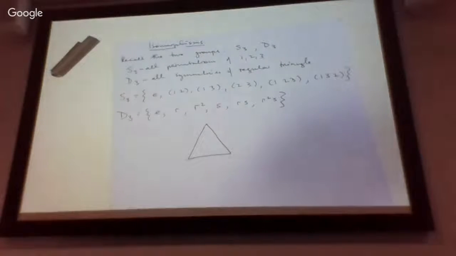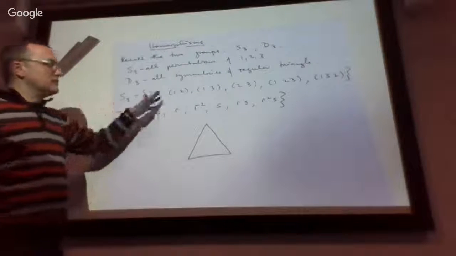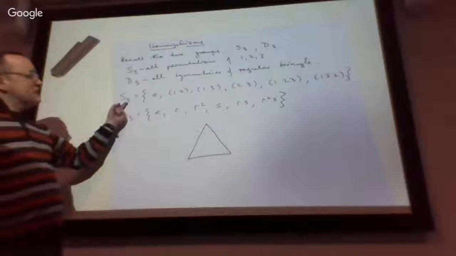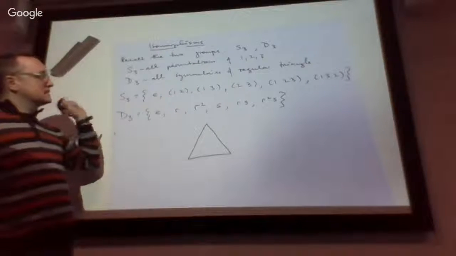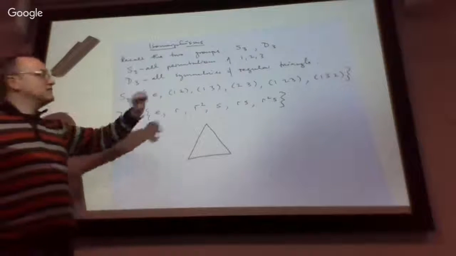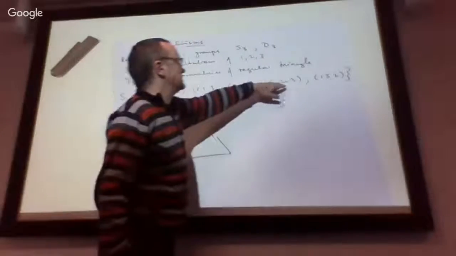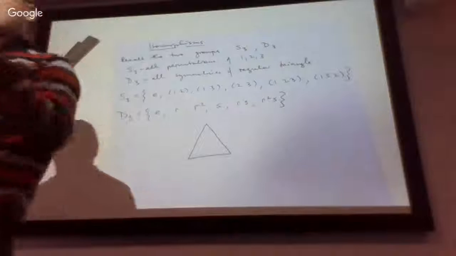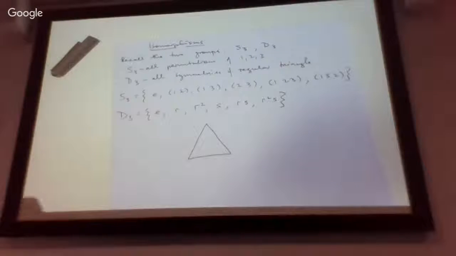So these two groups both have 6 elements, but at the beginning, although they both have 6 elements, they're very different things. S3 is this group consisting of rearrangements of 3 objects. So it's not even a geometric thing. These rearrangements aren't taking place in the plane or in some geometric space. They're just taking place in this discrete space consisting of 3 separate labels, 1, 2, and 3.